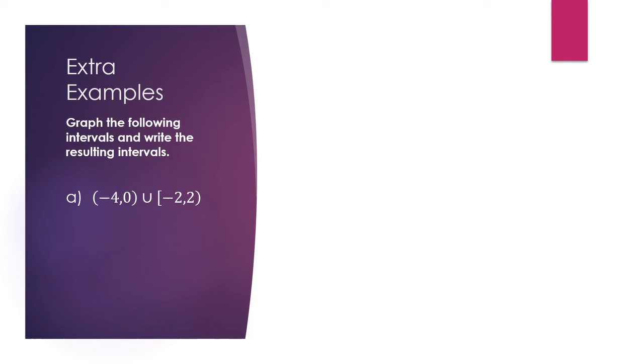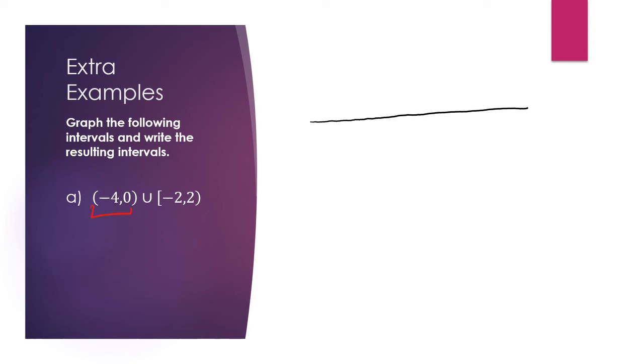We will now try more examples. For this example, graph the following intervals and write the resulting intervals. Over here, I have two intervals combined with a union. So first of all, I will draw this interval first. But before that, since I have two intervals, I will have to draw a horizontal axis first. There are four numbers, -4, 0, -2, and 2.